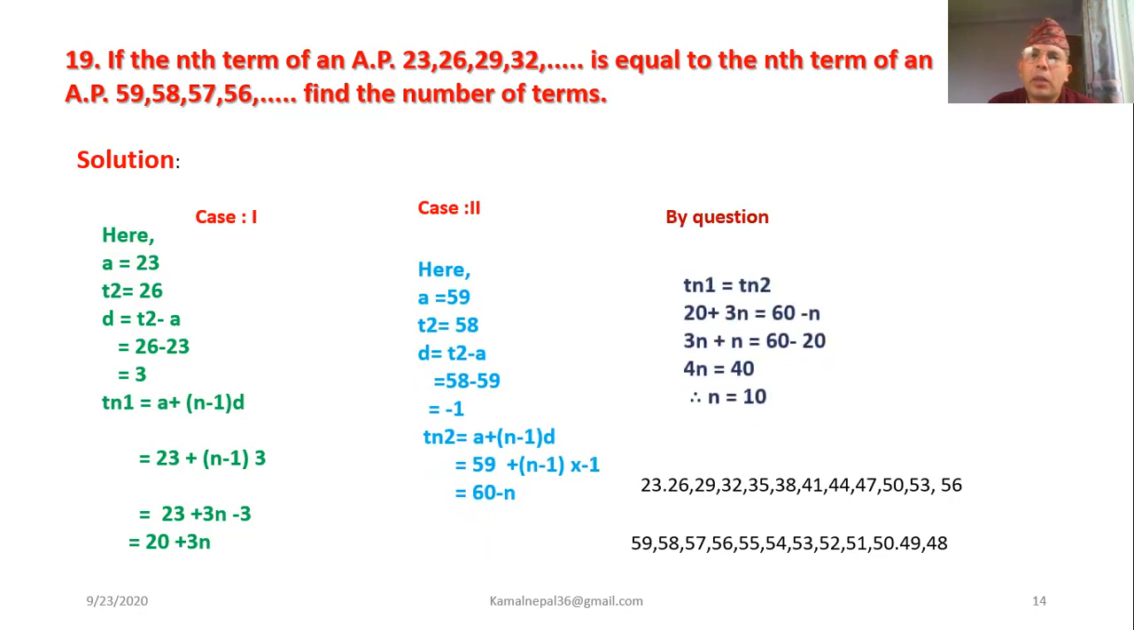By equation, Tn1 is equal to Tn2, it is 20 plus 3N is equal to 60 minus N. So you got N is equal to 10. Then it is your answer. So the number of terms is 10.